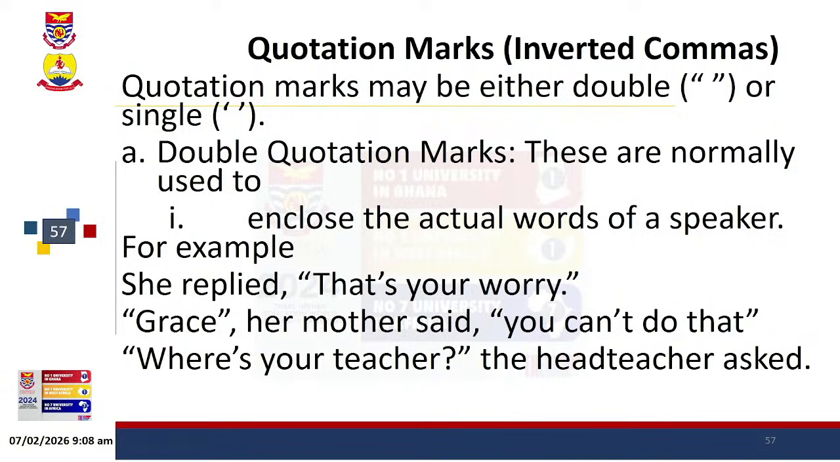So we can move on to look at the quotation marks, or what sometimes we refer to as inverted commas. Quotation marks may be either double, as you can see, or single. Which ones do you prefer? Double quotation marks are normally used to enclose the actual words of a speaker. For example, she replied, "That's your worry." That is what she said. "Grace, you can't do that," her mother said.